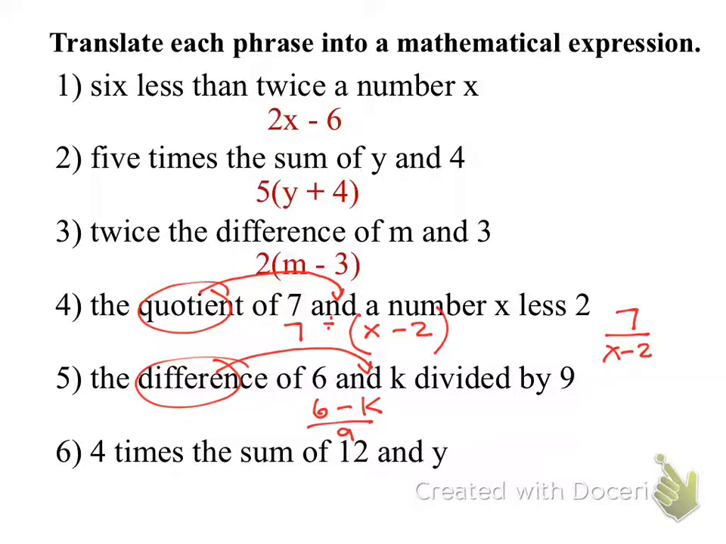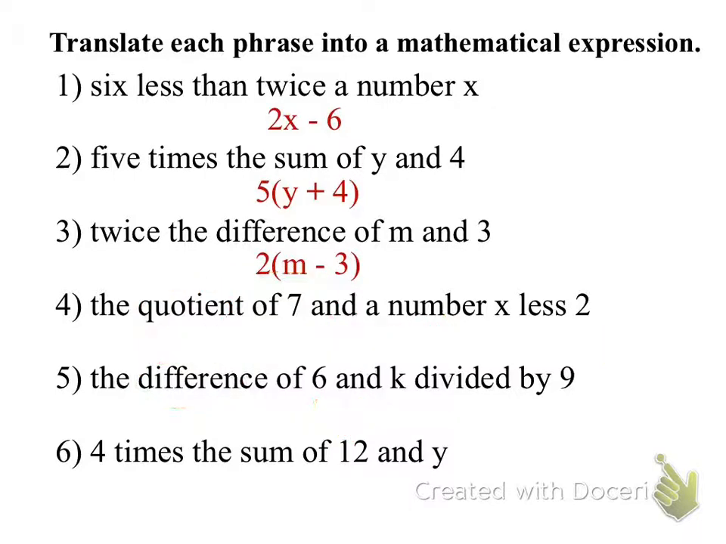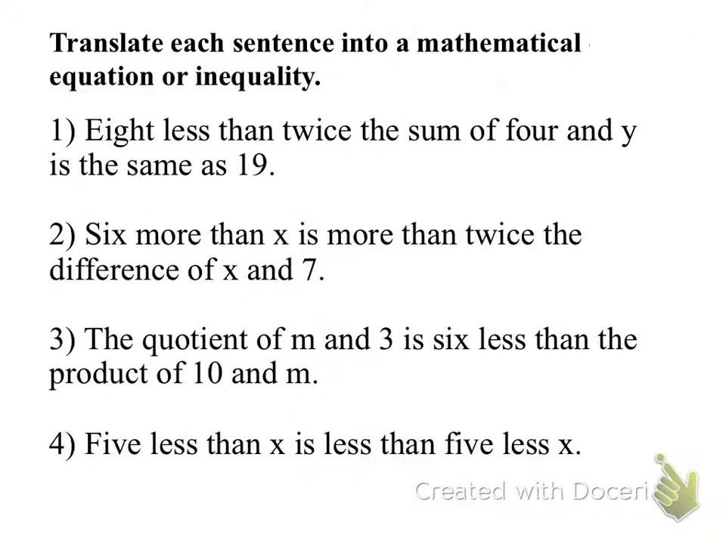And next, let's keep going. Who's next? Okay, questions here. Okay, we're building up. So I'm going to do the first one. They're getting longer. 8 less than twice the sum of 4 and y is the same as 19.